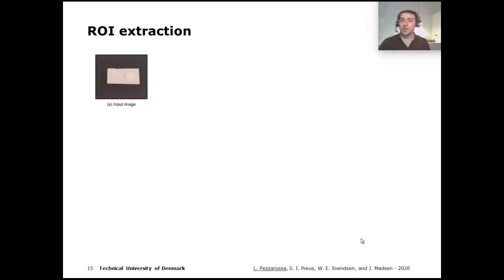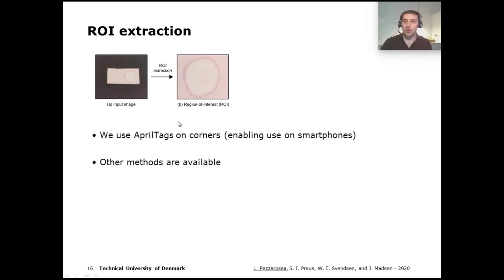Now I'm going to go through the steps of the algorithm. At first, we have the region of interest, ROI, extraction. So we have an input image of our test, and we want to extract only the region of interest containing the marker. We don't know the size or the shape of the marker, but we know that the marker is there. To do this, in our approach, we have used AprilTag on corners. This also enables the use of the algorithm on smartphones. Of course, other methods are available.